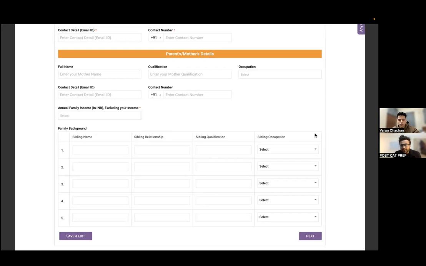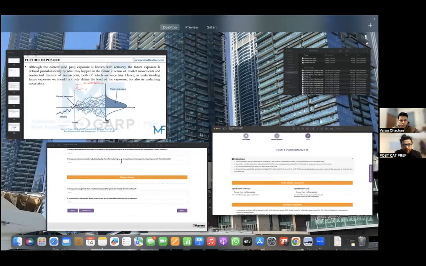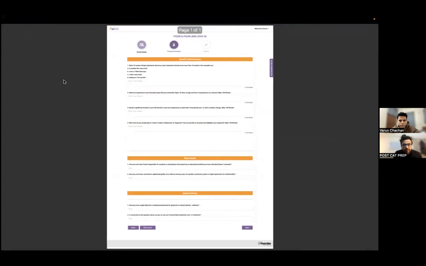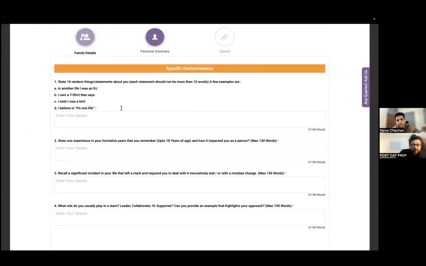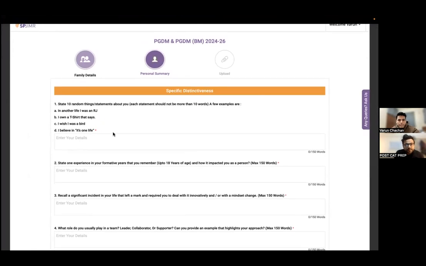Okay, let's move ahead to the next bit, Varun. Yeah, so this is the second part of the form, which requires your personal summary. This is a little different from the forms we have seen in the past, if we compare it to the IIM forms. It talks about 10 random things or statements which you can mention in the form, and particularly your questions in the interviews can be based around these.